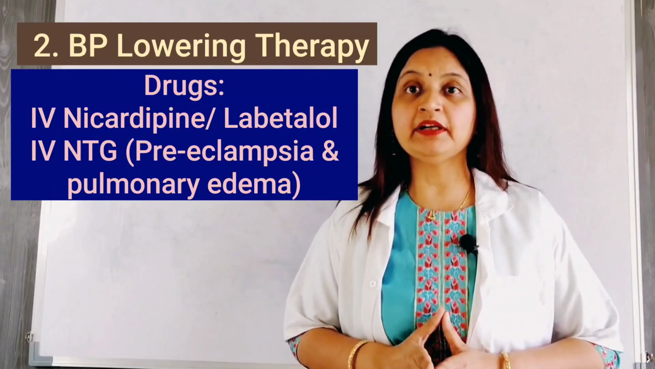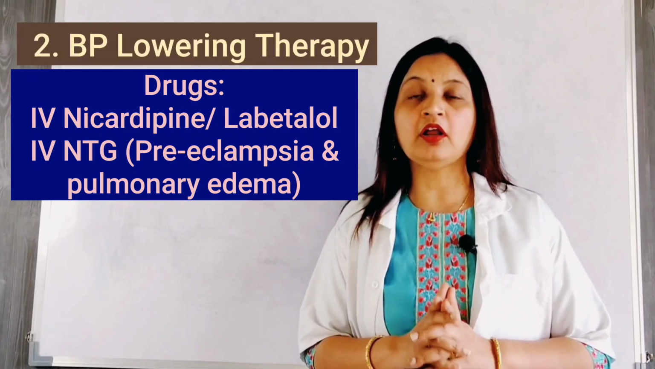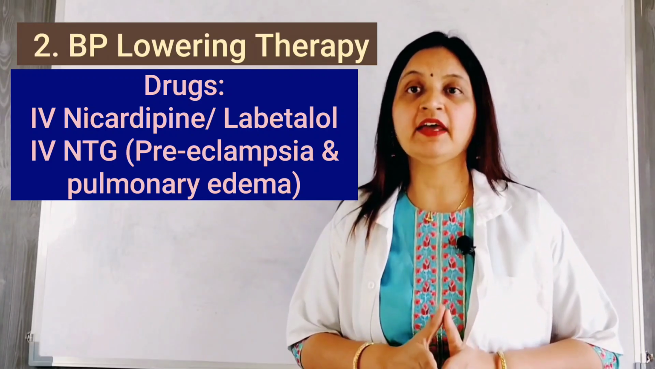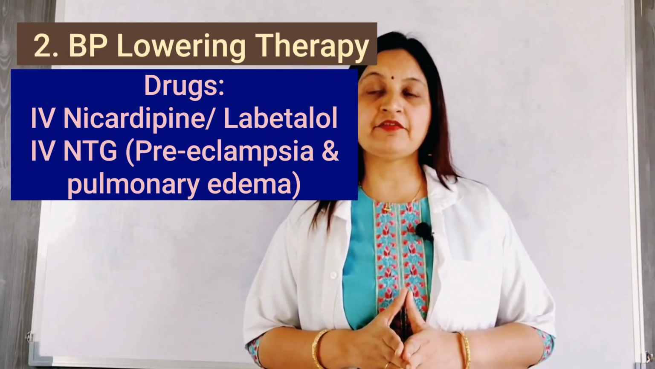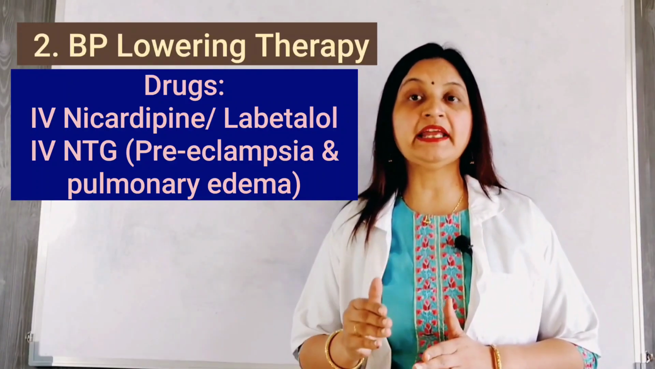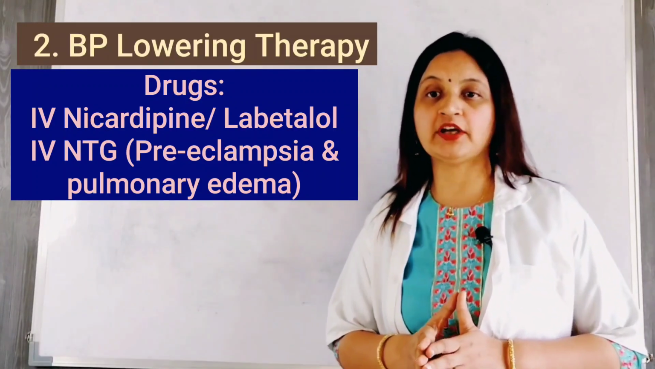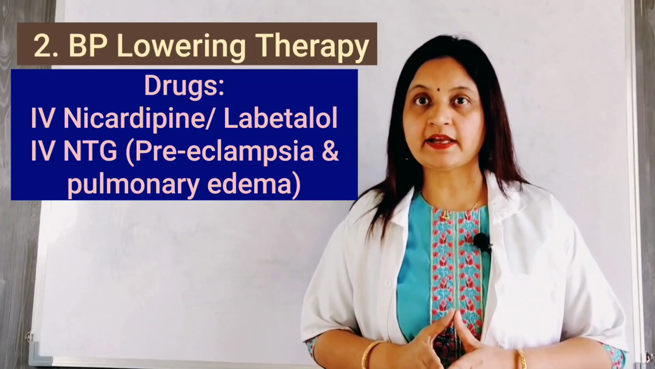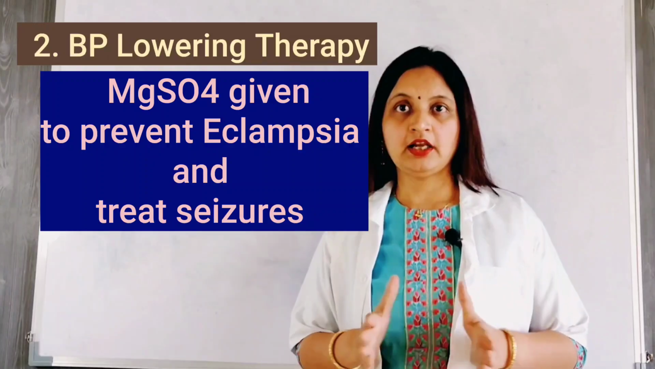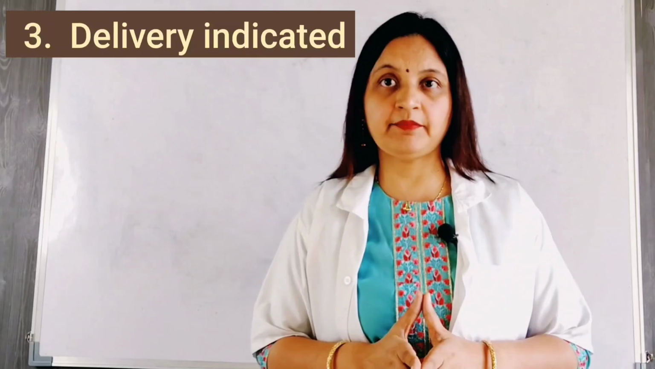The drugs that are recommended in the management of hypertensive crisis are IV labetalol or IV nicardipine. They are considered to be safe and effective in the management of hypertensive crisis. If preeclampsia is associated with pulmonary edema, then IV nitroglycerine is given as an IV infusion. Magnesium sulfate is administered to prevent eclampsia or to treat seizures. Lastly, delivery of the baby should be considered once the maternal condition is stabilized.